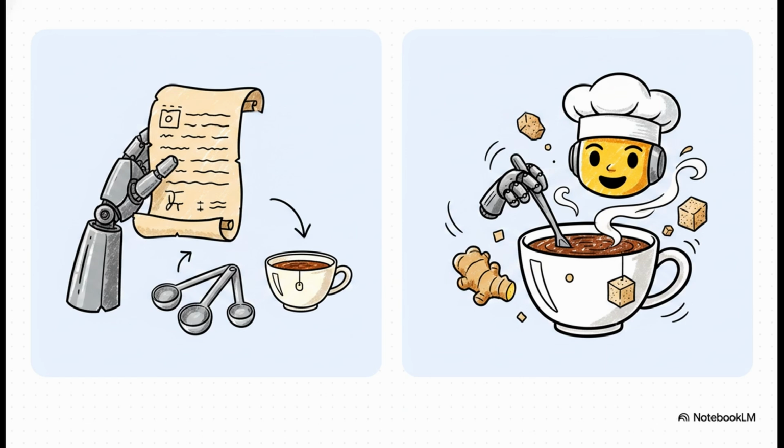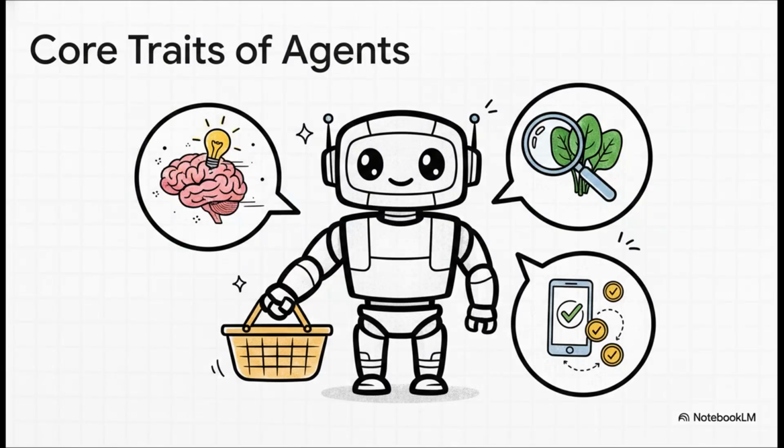But an AI agent? That's more like an experienced cook. You don't hand them a strict recipe, you give them a goal. You say, hey, it's freezing today, make us some great tea. The agent, using its built-in intelligence, autonomously decides to toss in some ginger and adjust the sugar to taste. It actually understands the goal and adapts to the context. Because of this, AI agents possess 3 really core traits.